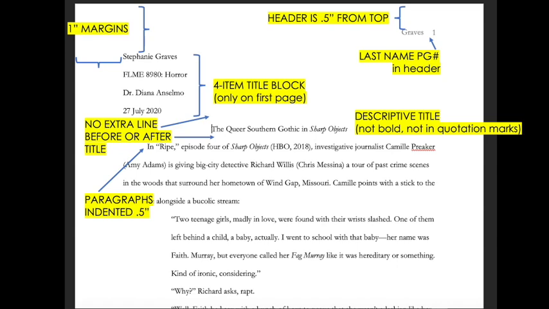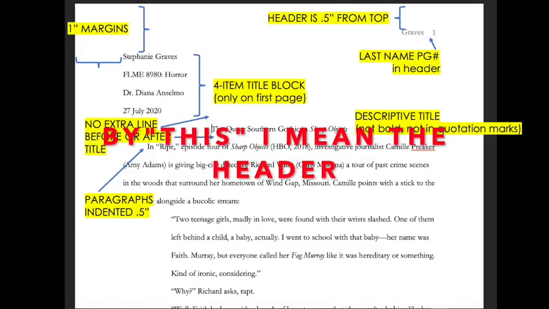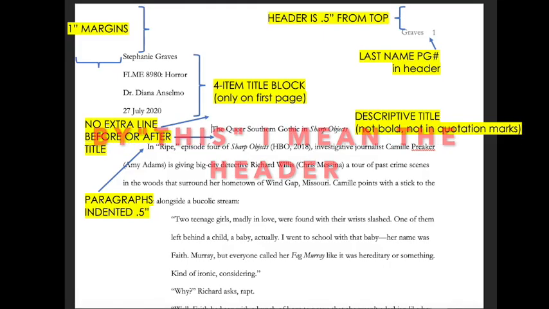So, your title block, the 4-item title block, is on the first page. Again, only on the first page. It is in the body, it is not in the header. This is grayed out because I took a screenshot out of Word, and the header is grayed out when you're not editing it. So that's why it looks kind of funky. It should be the same color as the rest of the document. But the body contains the title block. So here's the date that it was due. Here's the title, a descriptive title, right?